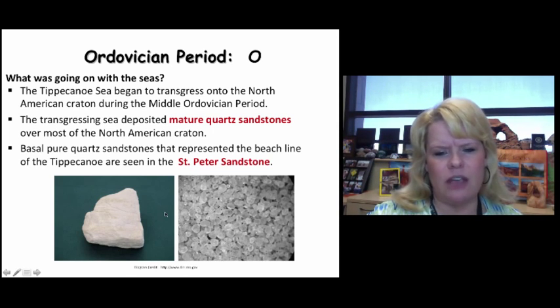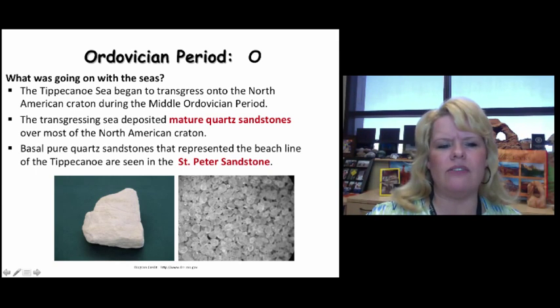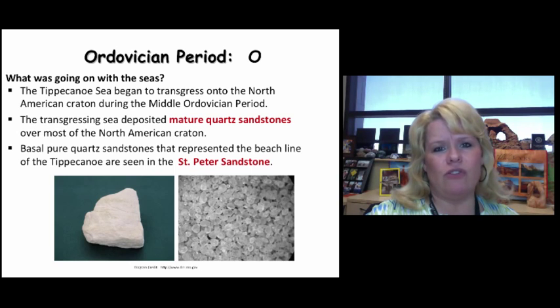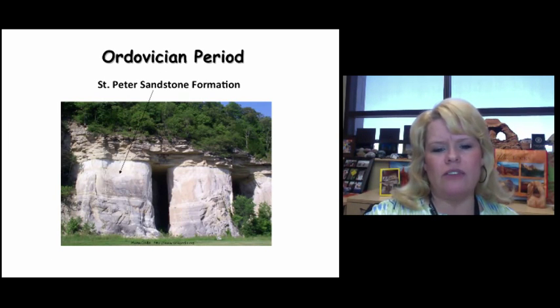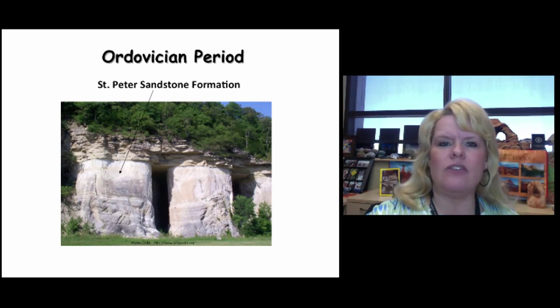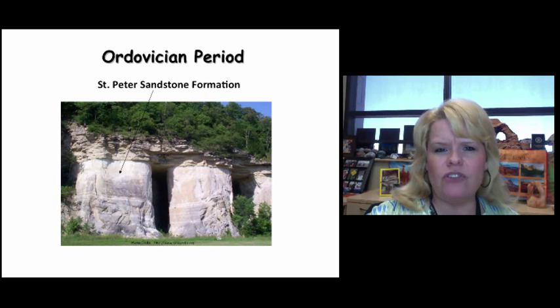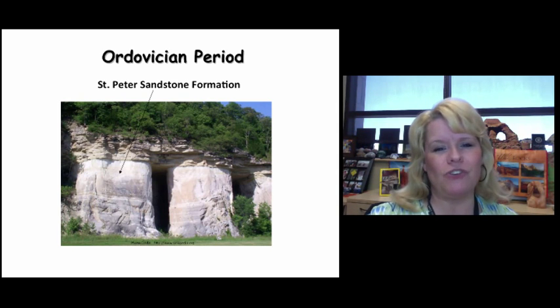This is a piece of the St. Peter sandstone, and it represents the beach deposits that were coming in as the transgressive sea worked its way in during the Ordovician all the way through the Silurian. This is the St. Peter sandstone. This is actually one of the mines that exists for this area or for this particular formation. And as you can note that it's very clean. In other words, it's very similar in size. So the St. Peter sandstone shouldn't always be associated with the Ordovician transgressive Tippecanoe Sea.